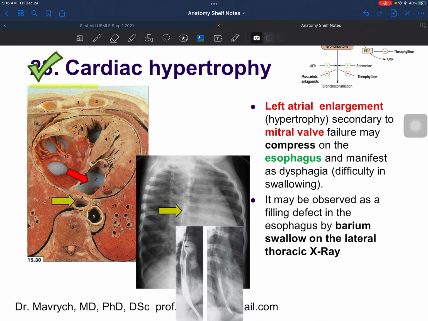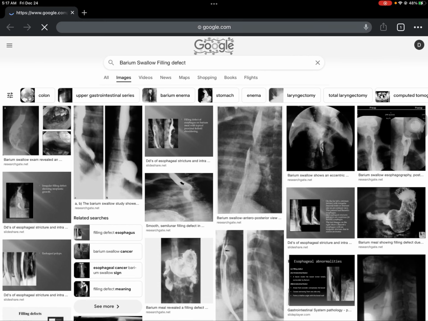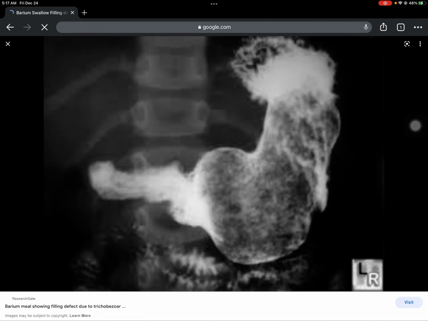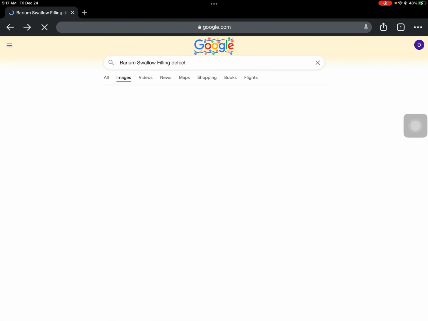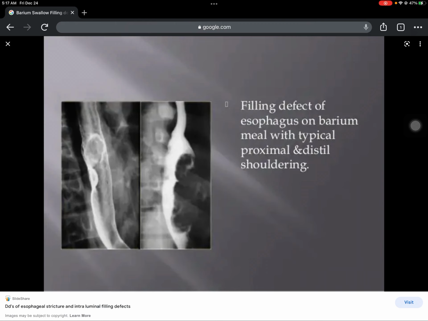As you can see, the barium defect. I'm going to look at another one because I am a visual learner, and for me to see the stuff, then I remember it. If I don't see, I don't remember. So this is another one here.